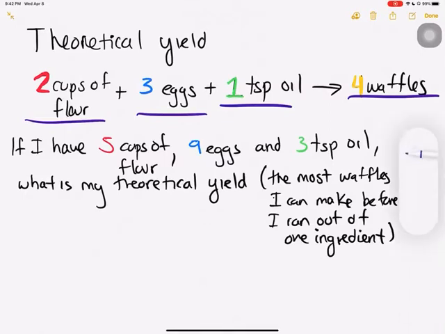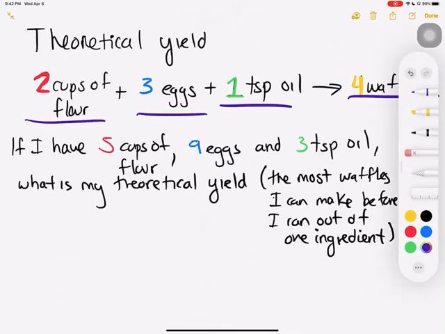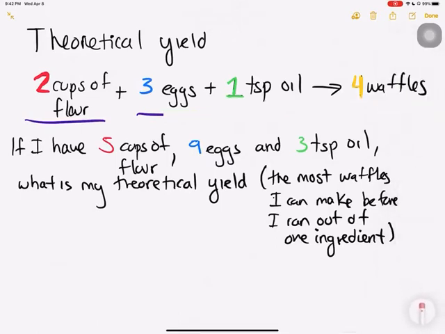So the question is, if I have all of these different quantities of my reagents, I have 5 cups of flour, I have 9 eggs, I have 3 teaspoons of oil, what is my theoretical yield? What is the theoretical yield? This is the most waffles I can make before I run out of one ingredient.